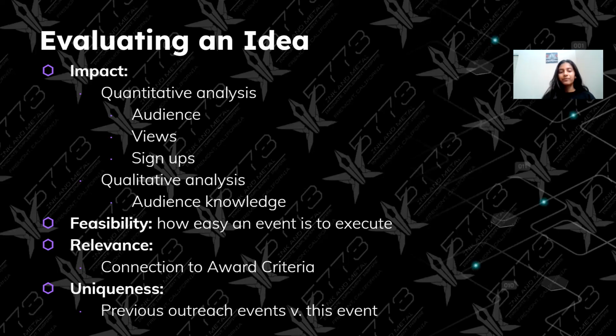Uniqueness means previous outreach events versus this event. Is it really unique and does it stand out to judges or when you're making impact? Is it just mere classes that you're holding, or could it be something like a follow-up project that you're working with them on that makes it more unique and catered towards a theme or idea that you're going for? It's also really important to make sure that although you're going for uniqueness and relevance, it is feasible to complete in the timeline that you have. So these are four different important factors to consider when you are creating or brainstorming an idea.